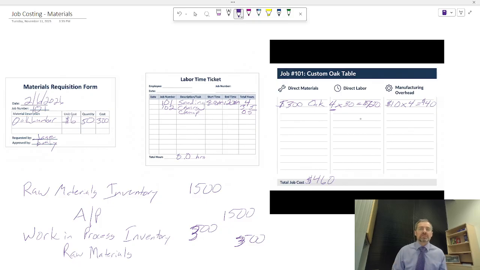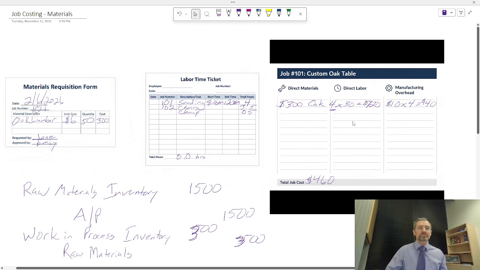And so custom oak table, and this job costing method, now that is complete, we say, all right, we know exactly how much this table cost us to make. This is how much we have to sell it for to make a profit. All right, so that is the entire process.